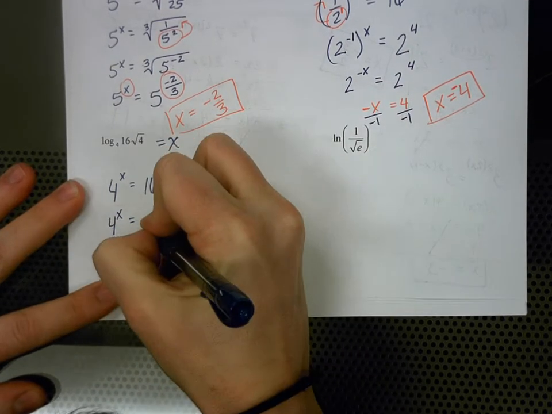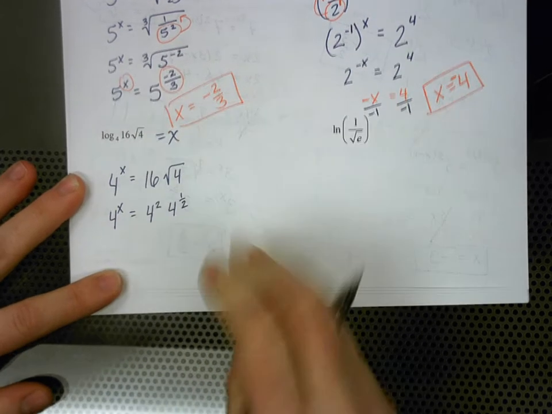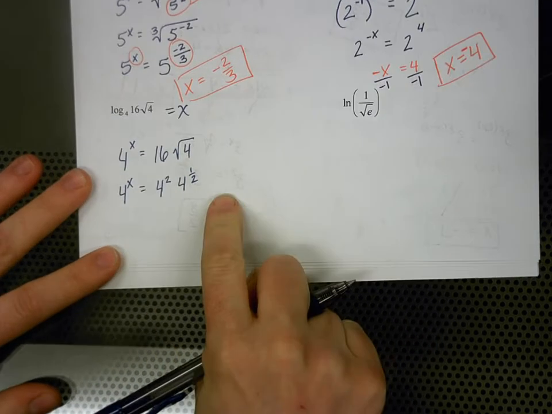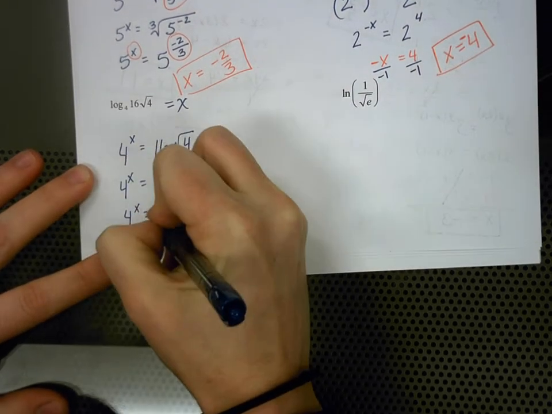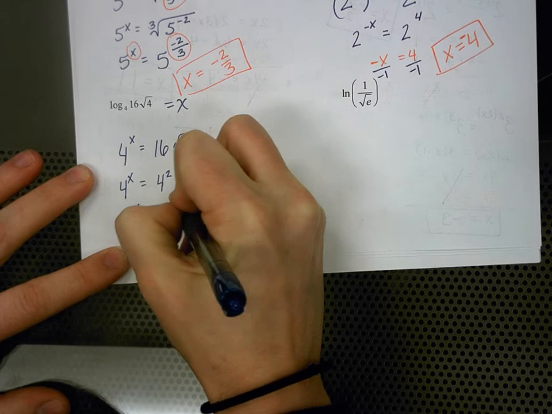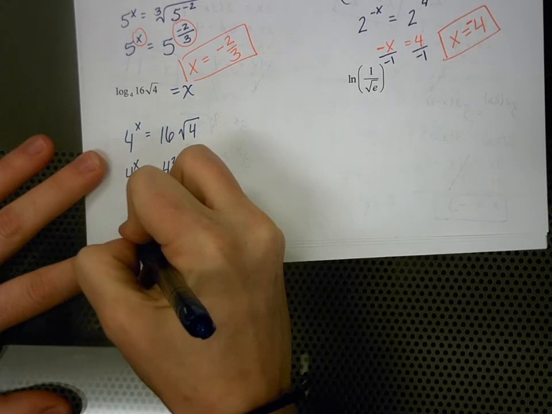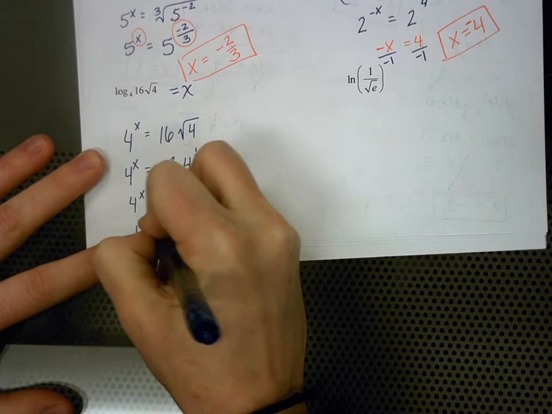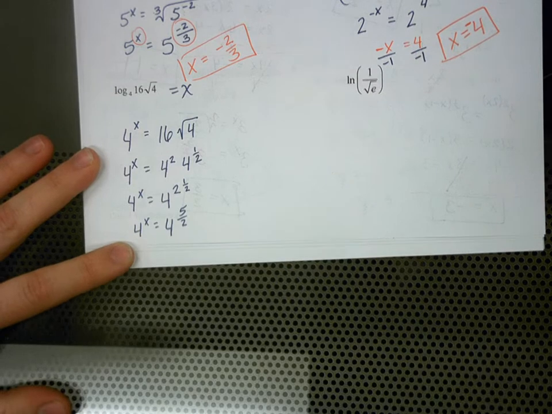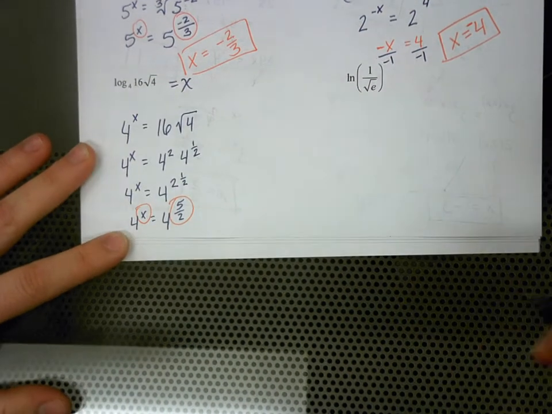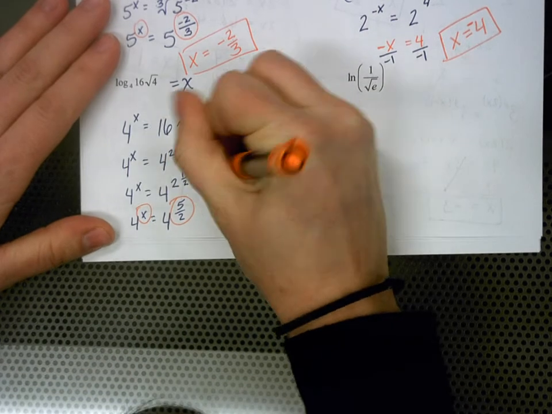16 is 4 squared, and the square root of 4 is 4 to the 1/2. What do you do with 4 squared times 4 to the 1/2? You add their exponents together, so this is 4 to the 2 1/2. I'm going to rewrite that as a mixed number, which would be 5 over 2. So x is equal to 5 over 2 because those are your two exponents.